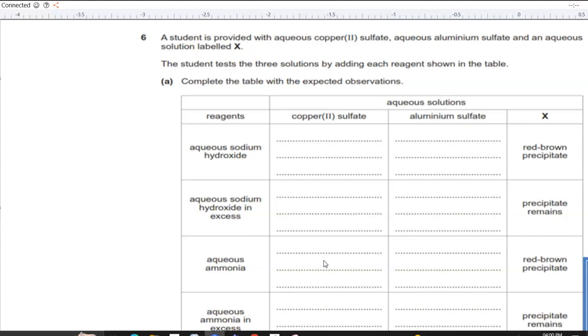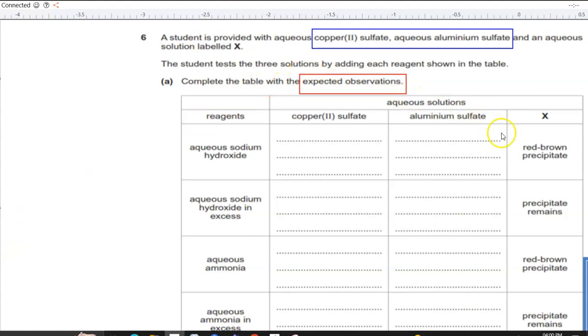So, here is a question from the paper May-June 2022, Question number 6. A student is provided with aqueous copper sulfate, aqueous copper sulfate and aqueous aluminium sulfate. The student tests the three solutions by adding each reagent in the table. Compare the table with expected observation. So, what is required? You need to write the observation and you need to determine the expected compound in case of X.